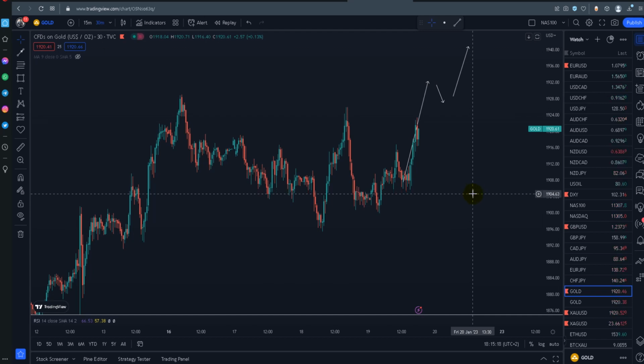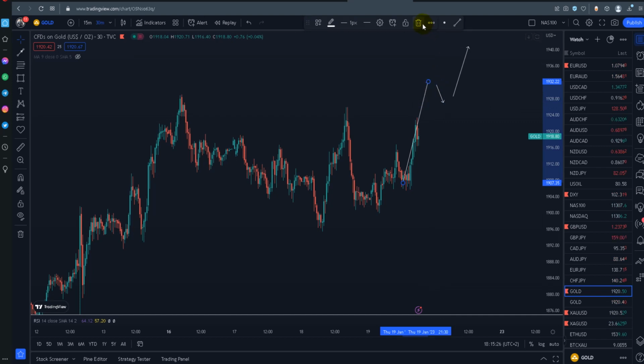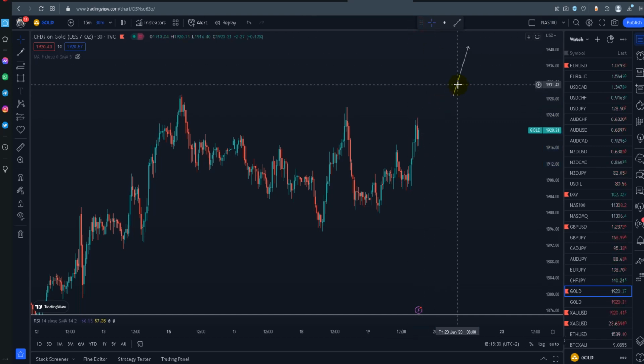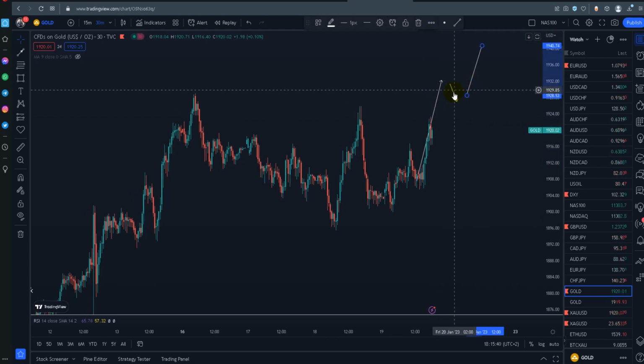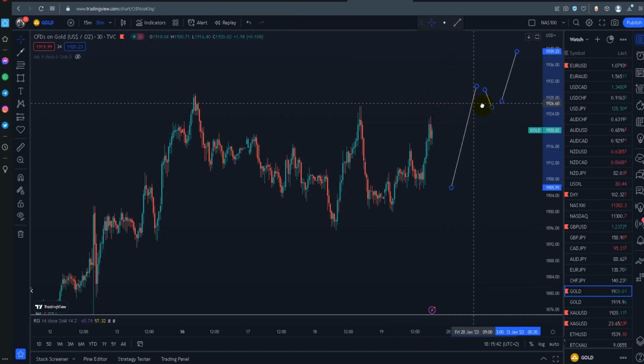New trade zone opened. Okay, so let's look at this chart. We have the gold chart. We are on the M30 time frame. Let me just remove the drawings here and move them to one side. Okay, and we're going to explain what I'm basically seeing on this chart.